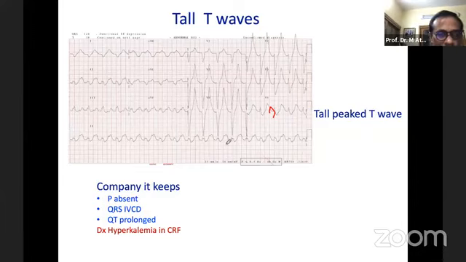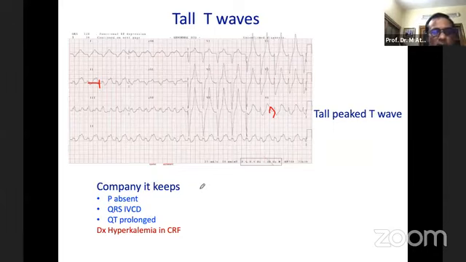And simultaneously, the QT is prolonged. You can see in any lead that the QT is prolonged. This is the ending of the T. So the QT is more than 50%, that is, from here to here is more than 50% of the cardiac cycle. So P is absent, the QRS shows IVCD, and QT is prolonged. All these points indicate that this might be a case of hyperkalemia, as all these components may be present here, and QT prolongation may be because of hypercalcemia as well as hyperkalemia.